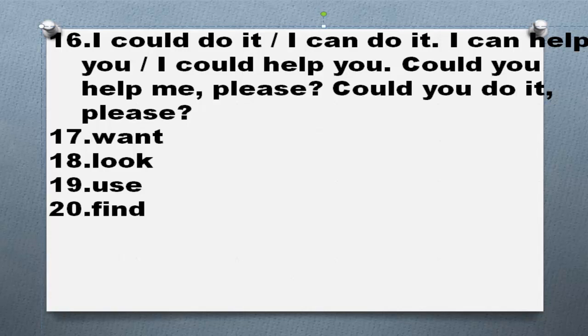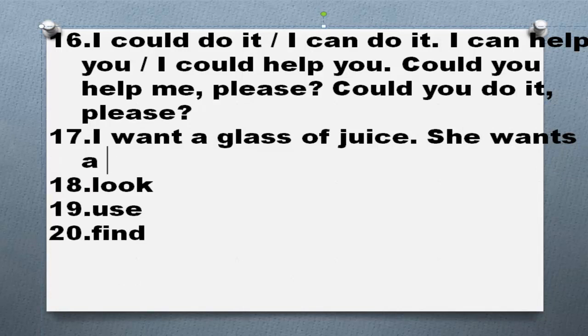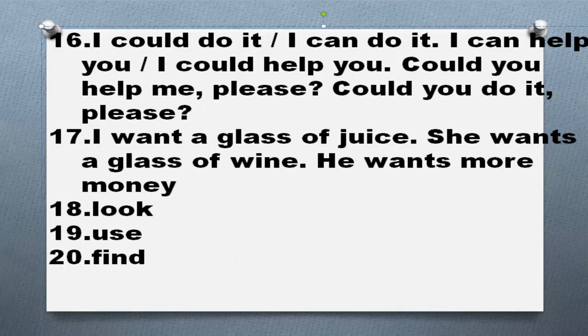Далее, want, хочу. I want, я хочу. I want a glass of juice, стакан сока. Она хочет стакан вина, she wants a glass of wine. He wants, он хочет, he wants more money. Он хочет больше денег.